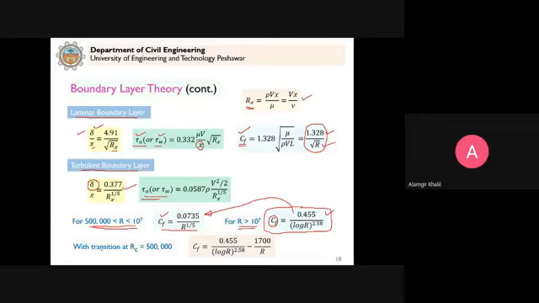And if we have a transition at Rc equal to 500,000, if a transition regime exists, then in that case CF will be calculated using this equation. So this is essentially, you see here, this is essentially here with just this additional factor, minus 1700 by R. So you will see in the problem that even for transition regime, if you use this equation, it will give a very close answer to this equation.